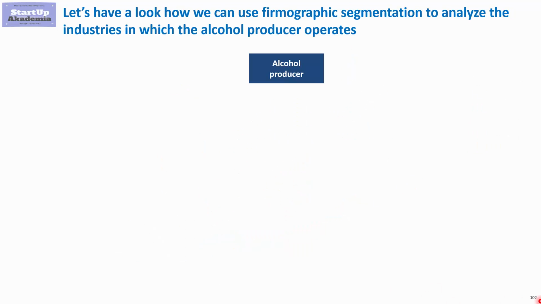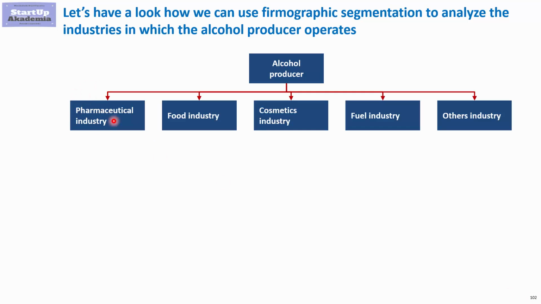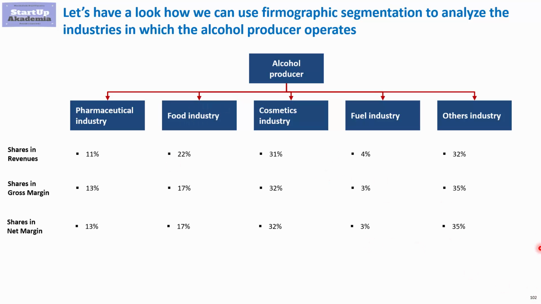Now, another example is an alcohol producer, and here we have segmentation by industries. So he's selling to the pharmaceutical industry, food industry, cosmetics industry, fuel, and others. And obviously, if a specific company is a part of a specific industry, he'll be put in the right segment. Once we've got the segments, we can obviously try to measure the importance when it comes to revenue generation, gross margin generation, and net margin generation.